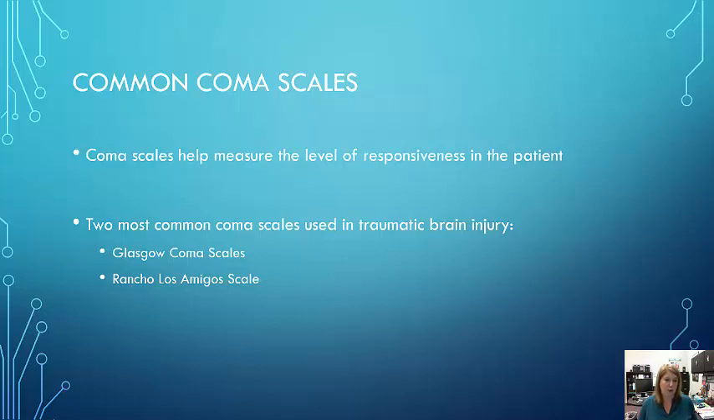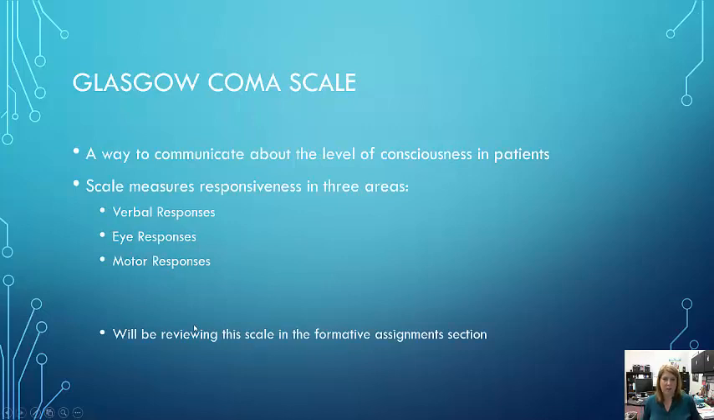Okay, so we're going to go on to the second part of our presentation here. This is part 2 of your coma lesson. We're going to talk about the coma scale. The Glasgow Coma Scale is a tool that we use to communicate about coma, and it's based on 3 things: verbal responses, eye responses, and motor responses.